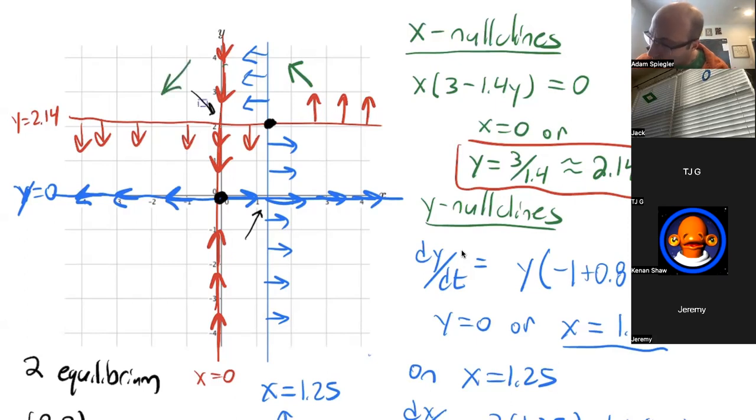Let me get rid of this. So these are all pointing down and to the left over here and over here. These now point down and to the right, up and to the right. These are pointing up and to the left. And these are up and to the right.